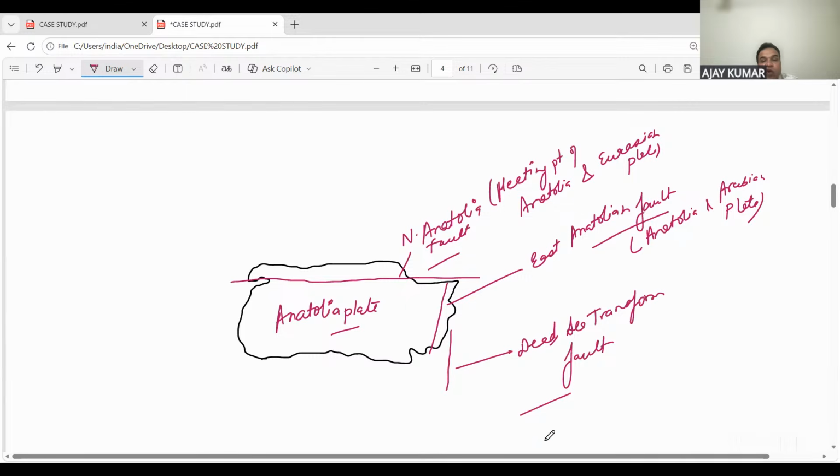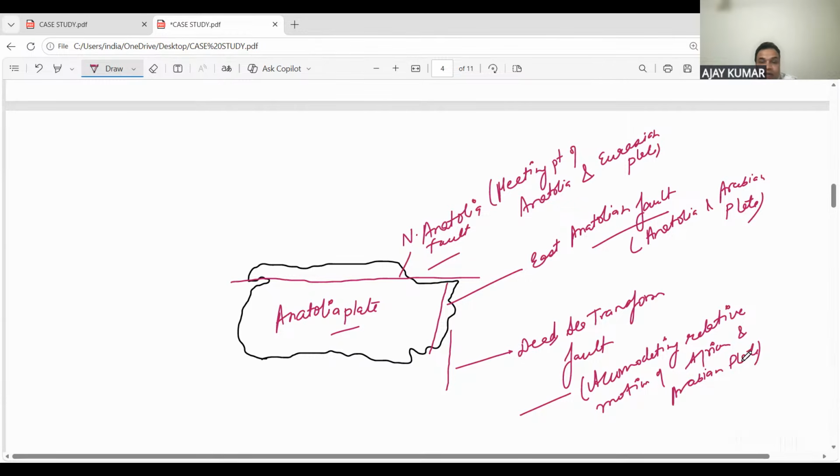And this particular fault, the Dead Sea transform fault, is also accommodating the relative motion of the African and Arabian plates. What does this mean? This means that the African and Arabian plates are both slightly moving, slightly shifting. And as they are shifting, their energy is getting stored inside this Dead Sea transform fault.